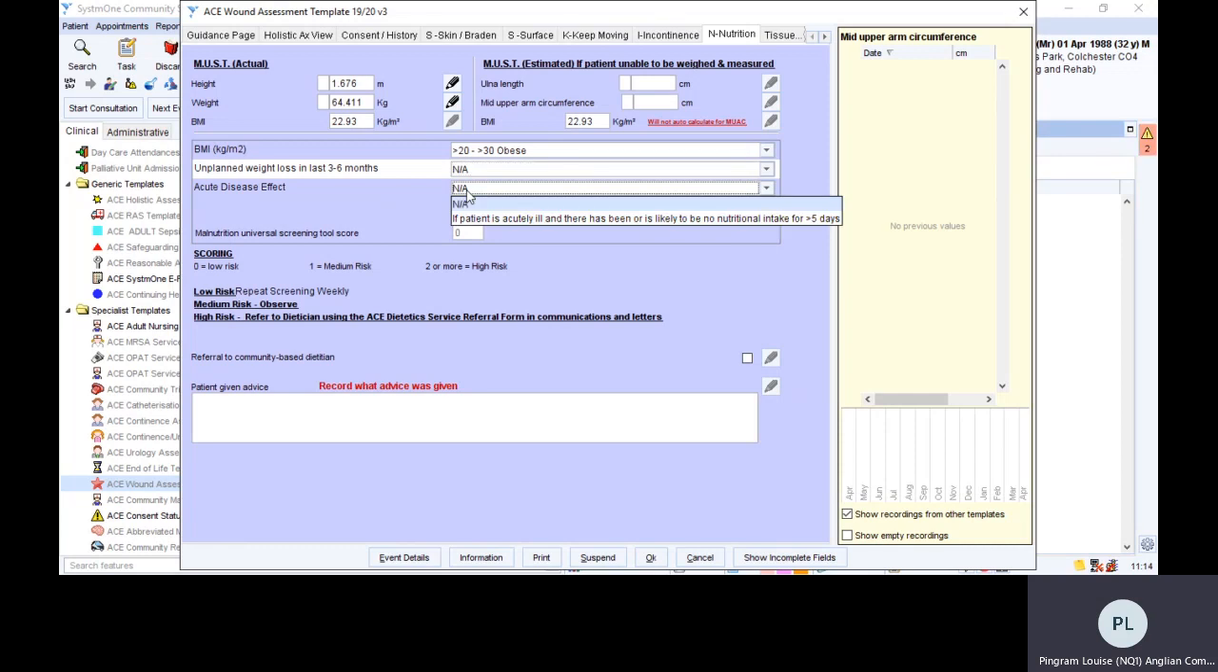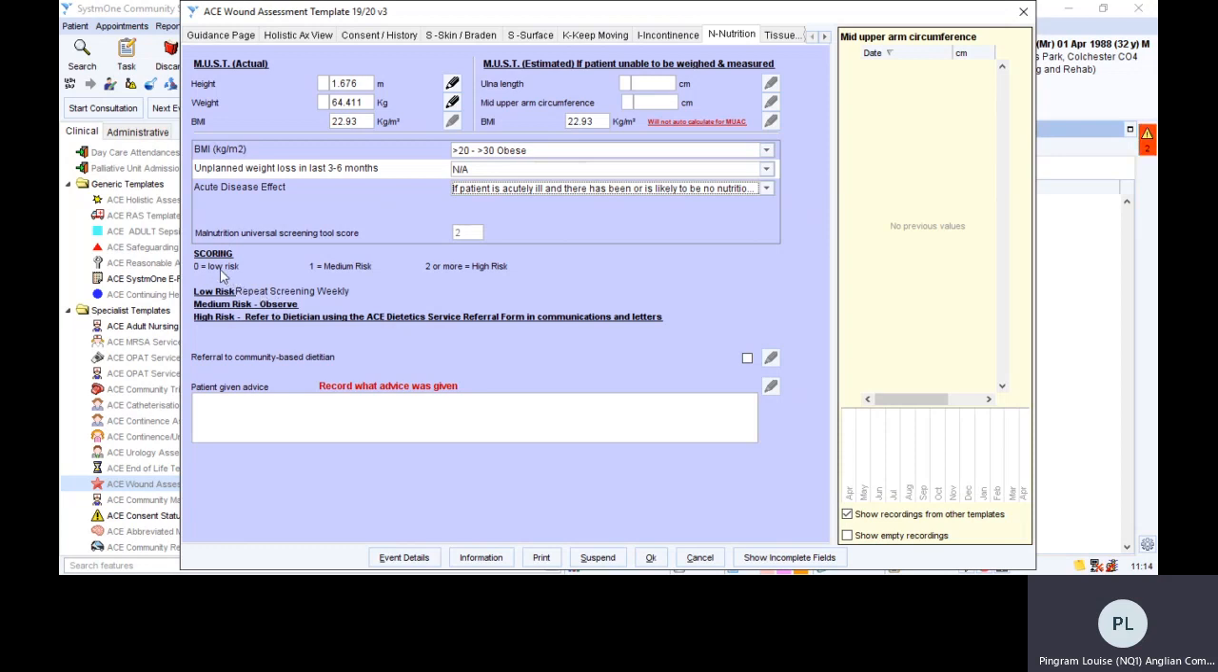And acute disease effect. So this is really if the patient is acutely ill and hasn't eaten anything for more than 5 days. This isn't just if the patient has got acute disease, there needs to have been no nutritional intake for more than 5 days if you're putting them as a score of that. So that's how you'd complete that. This then goes into the scoring risk and tells you what to do.